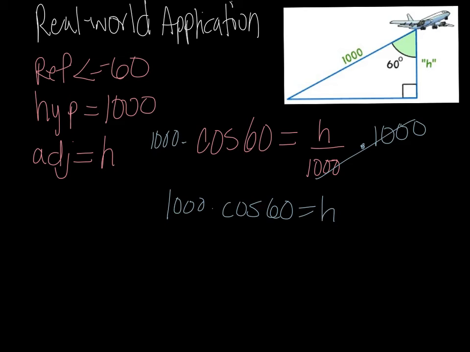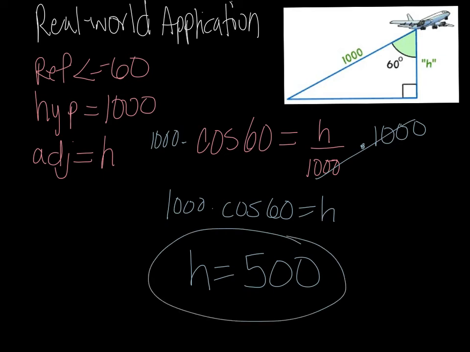I'll give you a couple seconds to try this problem. Input it into your calculator and round to the nearest tenth. Once you put it into the calculator, you can see that the current height of the plane is equal to 500.